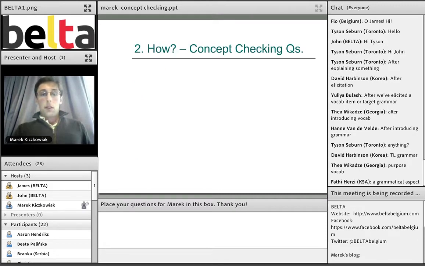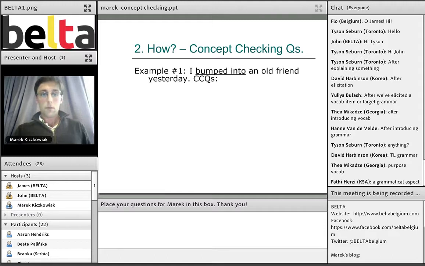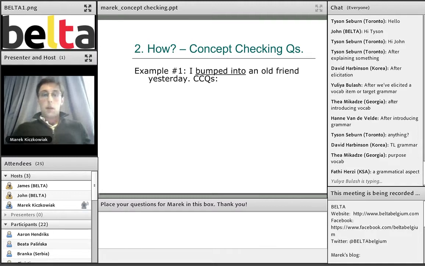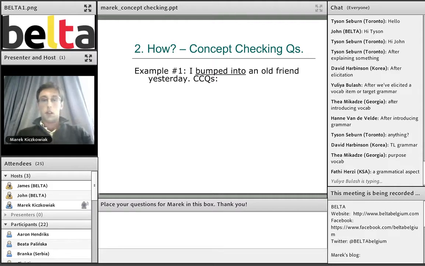So let's look first at probably the most popular technique of concept checking, and that's CCQs, concept checking questions. And I've got a first example here for you. I bumped into an old friend yesterday. Can you come up with perhaps 3 CCQs, please? For bumped into, how would you concept check it using CCQs?